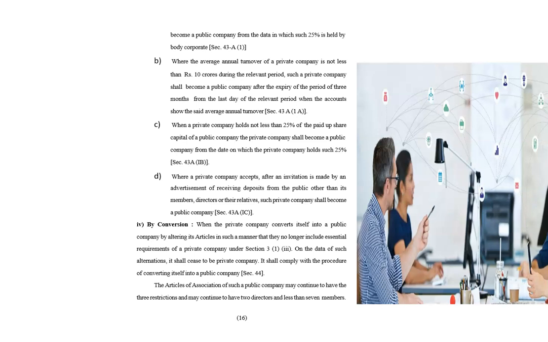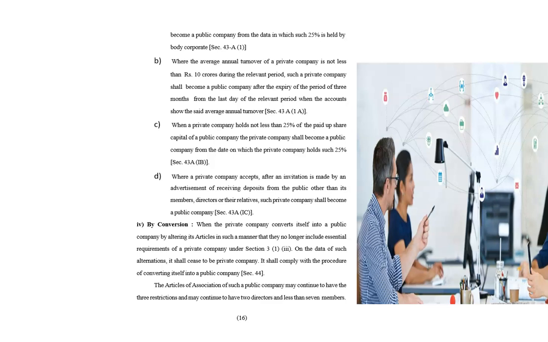When the average annual turnover of a private company is not less than 10 crores during the relevant period, such a private company shall become a public company after expiry of the period, right? So if the turnover goes beyond 10 crores. When a private company holds not less than 25% of the paid up share capital of a public company, the company shall become a public limited company, right?